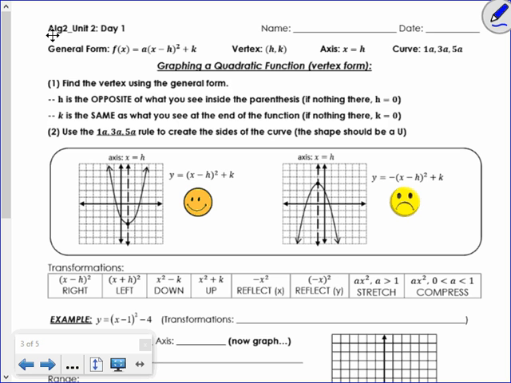So the general form of a quadratic in vertex form looks like this. It has parentheses with a little square on the outside of the parentheses. That's what defines a quadratic, if you have a squared there. So if you have an expression with parentheses being squared, that is going to be a quadratic.